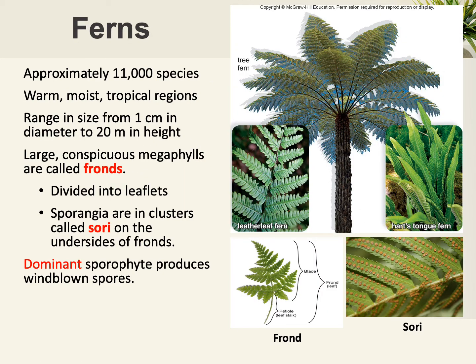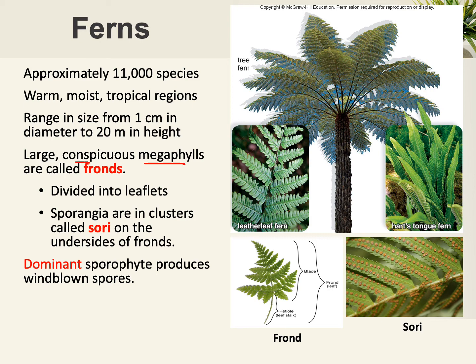So lastly, we have the ferns. The ferns have approximately 11,000 species. They can usually be found in the warm, moist tropical regions, and they range in size from about 1 centimeter in diameter up to about 20 meters in height. So they have large megaphylls.